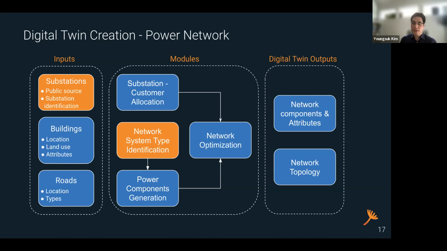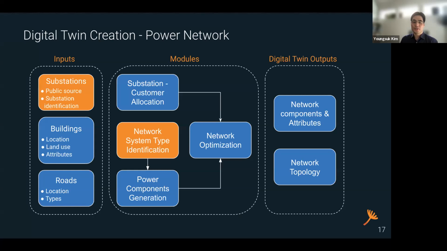And if we zoom in on the first part, which is the power network generation, here is the diagram. It starts with simulating substation information and building location and roadways. And the substation cluster is created from the input data by allocating the customer into each substation. In other words, we start creating the service area of each substation. Then the network type, whether it is overhead or underground, is identified, and the power poles and lines are generated. And then finally, a network optimization model runs to produce network topology and network components and attributes.